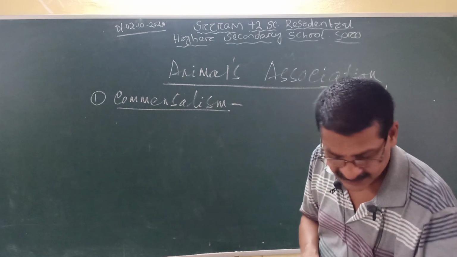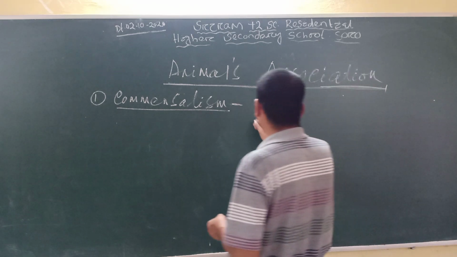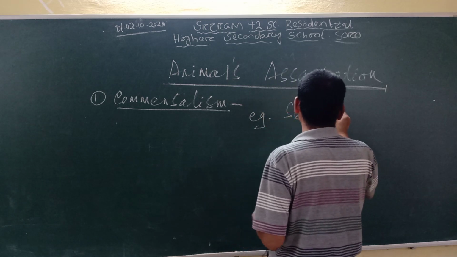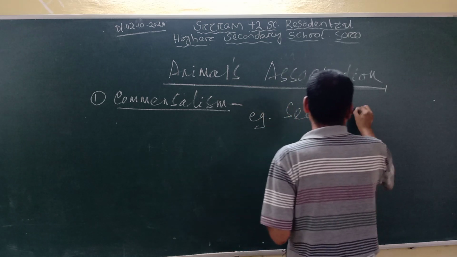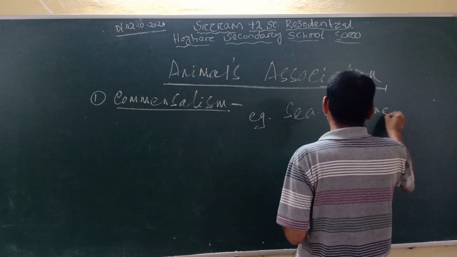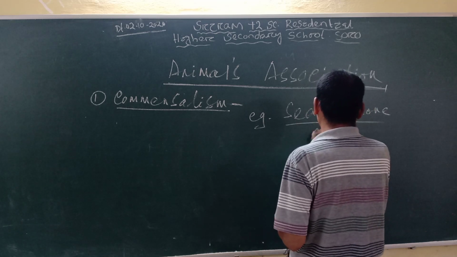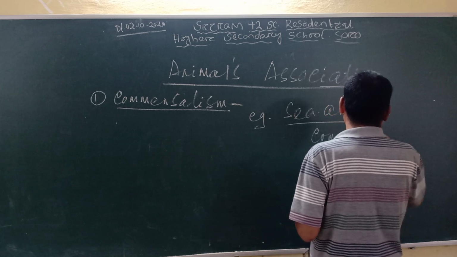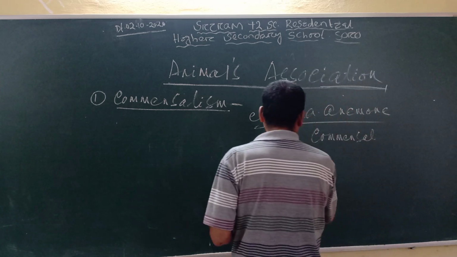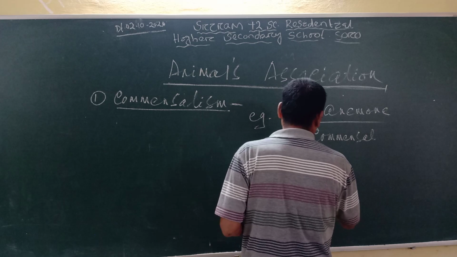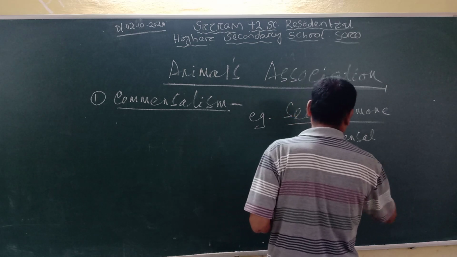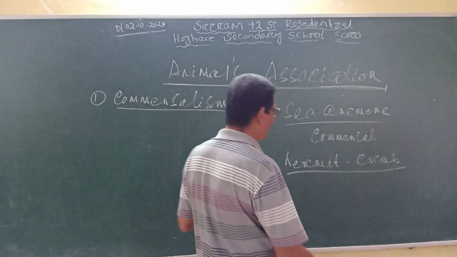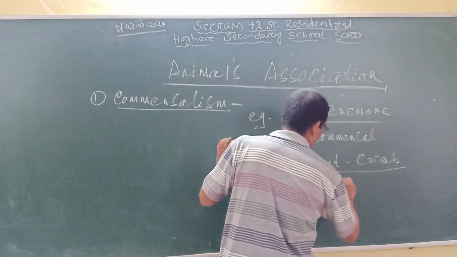Let me give one example. The example is the sea anemone. This is called the commensal. And another is the hermit crab. Crab means konkada, hermit means sannyasi. That is called the host.